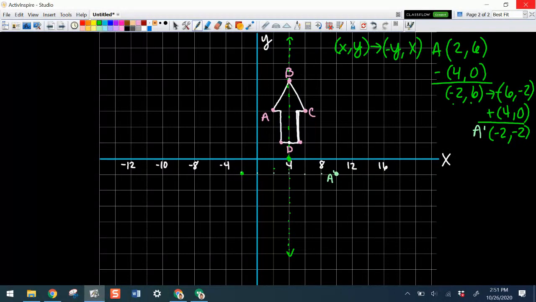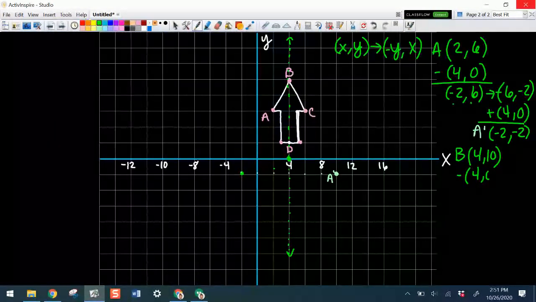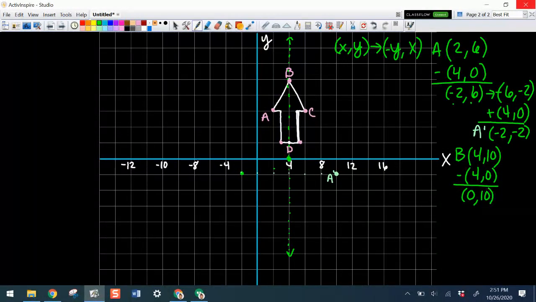We'll do the same thing with our other points. So we'll move on to point B. B is located at (4, 10). Again, we're subtracting our center of rotation, which in this case is (4, 0). 4 take away 4 is 0. 10 take away nothing is still 10. We use this function, which tells me to swap my two numbers and then change the first sign. Then we add the center of rotation back, which is (4, 0). So -10 plus 4 gives us -6, and 0 plus 0 is still 0.